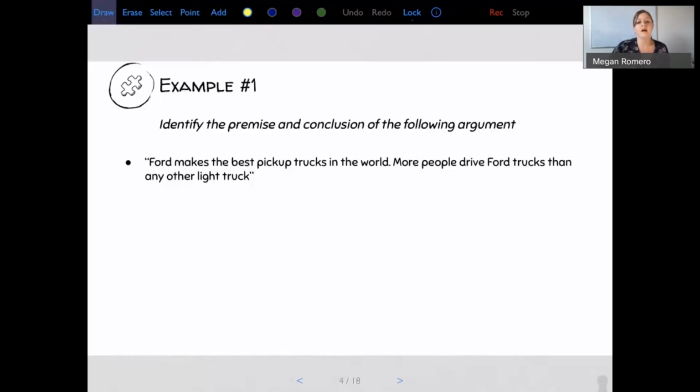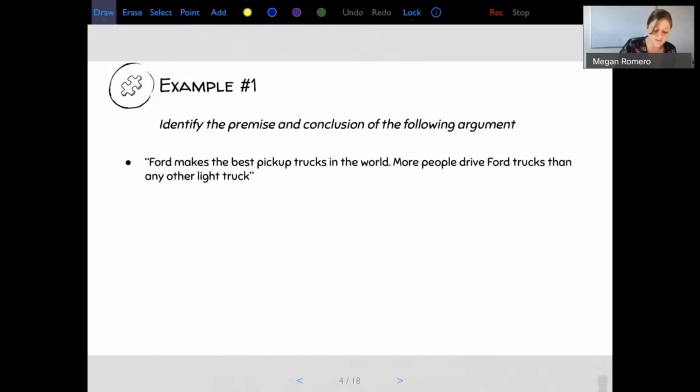Example 1. Identify the premise and conclusion of the following argument. Ford makes the best pickup trucks in the world. More people drive Ford trucks than any other light truck. So when you're looking at this, think about what fact or assumption is being made, which will be your premise, and think about what the conclusion is. In this case, it might be easier to identify the conclusion first. That's how I looked at this example.